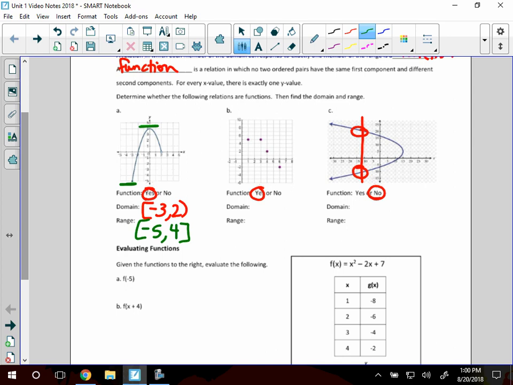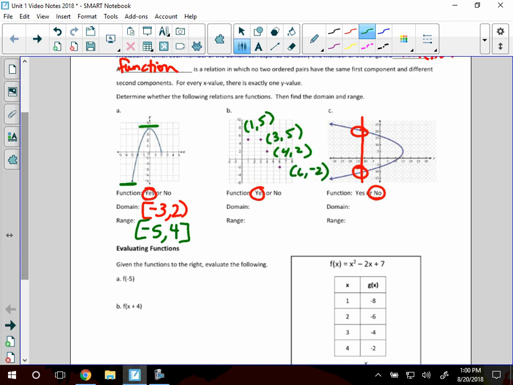Looking at B, I'm going to go ahead and write out these ordered pairs since it's just a bunch of points. So this first ordered pair is at (1, 5). The next one is at (3, 5). The next one is at (4, 2). And that last one is at (6, -2).